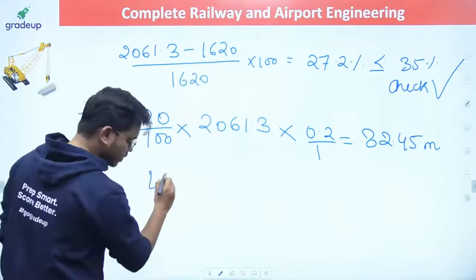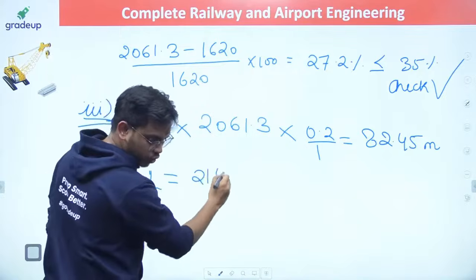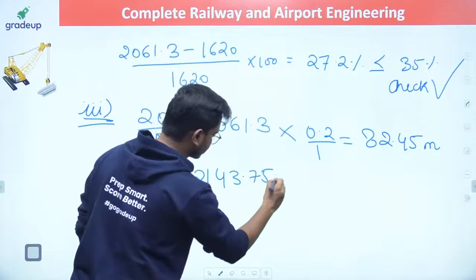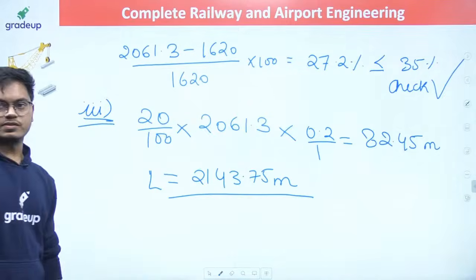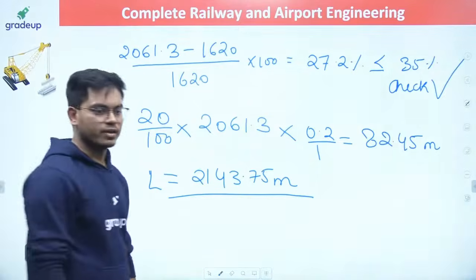So the corrected length will be 2143.75 meter. That is it. This is your final answer. Please tell me if anyone has a doubt.